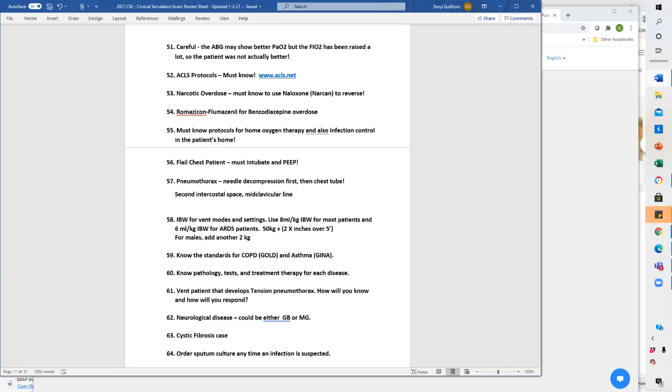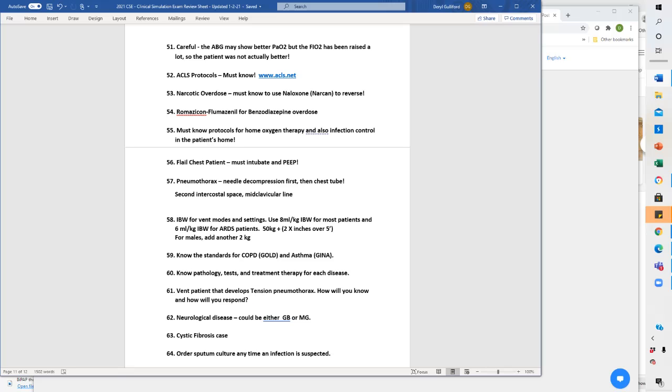Well, you're certainly going to see the peak inspiratory pressure go up because tension is building in that pneumothorax. Additionally, you're going to have no breath sounds on the side that has the tension pneumothorax, and you're probably going to see the trachea shifted, pushed to the opposite side. So look for those findings, and then how do you respond?